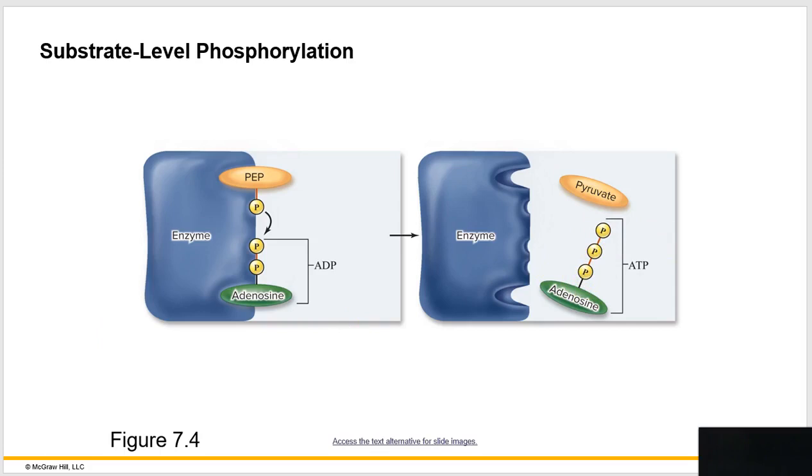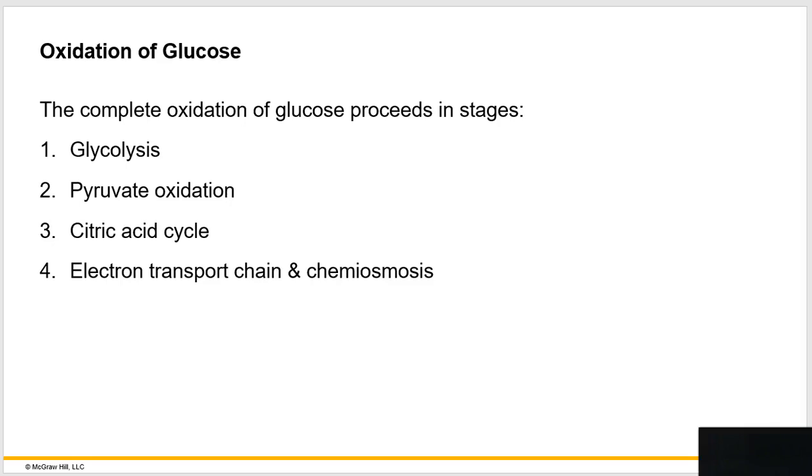Well, now we're going to get into what glucose has to do with all this electron carrying and ATP producing. This is really the steps of cellular respiration, which starts with glycolysis. We know that the word lysis means to split apart. So we're going to take glucose and split it apart in a series of steps. And then we're going to oxidize pyruvate and go through the citric acid cycle and then the electron transport chain.